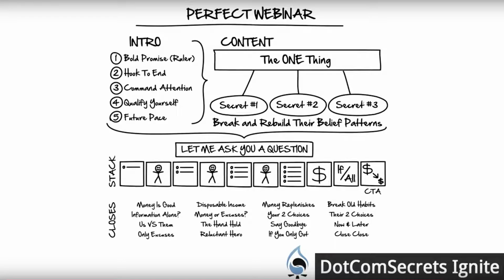And secret number three is the same thing. I'm finding out what their belief patterns are that are keeping them from buying my thing. I show them the pattern, I break it, and I rebuild it into what I need them to believe. That's the content section of your webinar. Then from there, we transition.